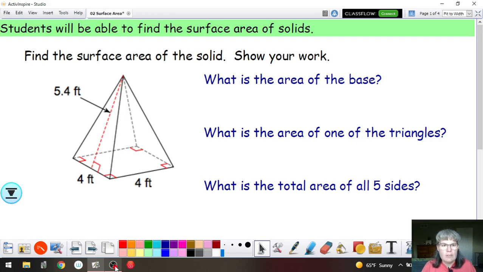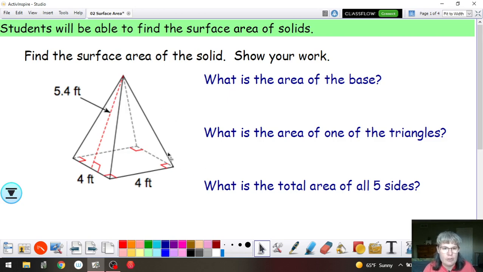Hello, this is Mrs. Scarple, and in this video we're going to take a look at finding surface area of solid figures. In each of these shapes we're going to have triangles or rectangles, and we're going to break them apart so that we can pay attention to the different shapes that make up the 3D model.